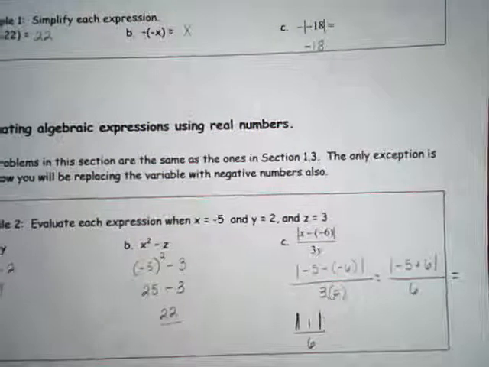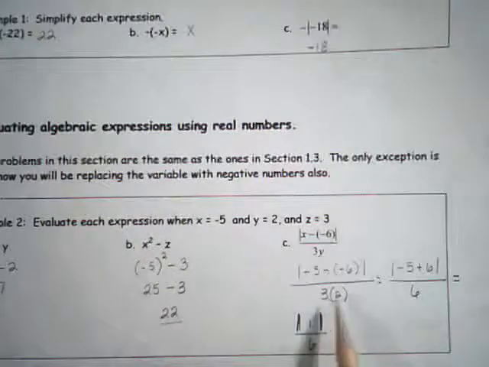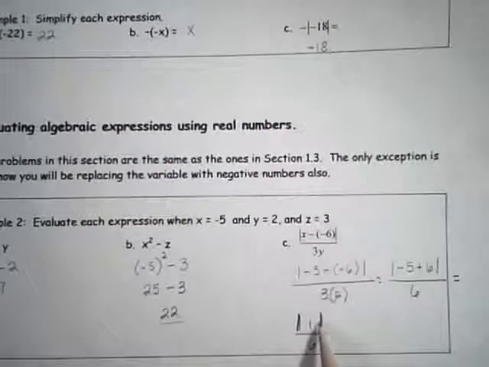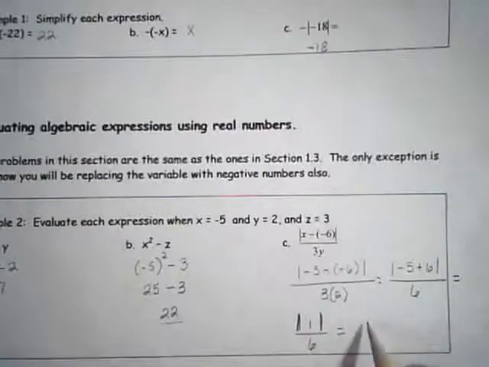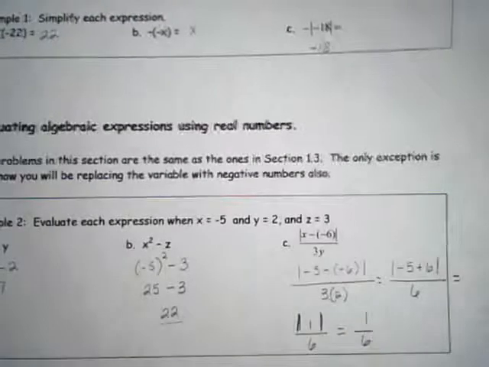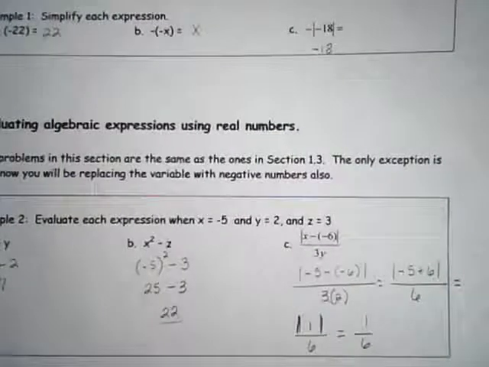I kept those bars there because had this been a negative, I still would have to clear out those bars. So the absolute value of positive 1 is just 1 over 6. And that's not going to reduce any further, so that would be your final answer. So with evaluating expressions, you will sometimes be plugging in negative numbers, so you're going to use those same sign rules that we've been talking about earlier in these problems.